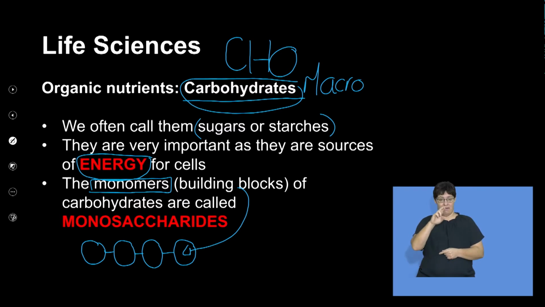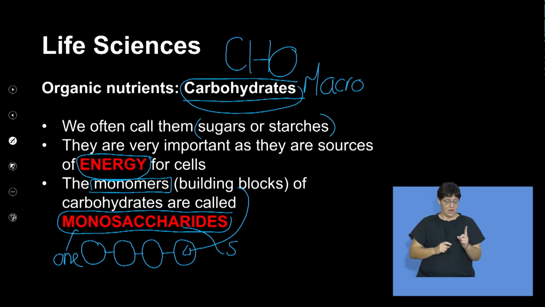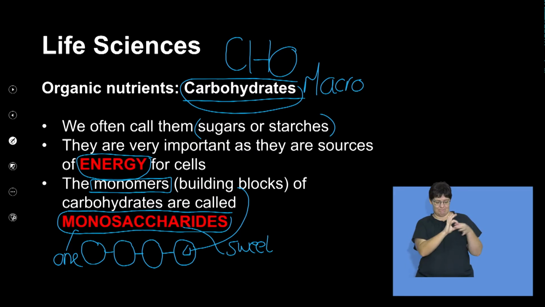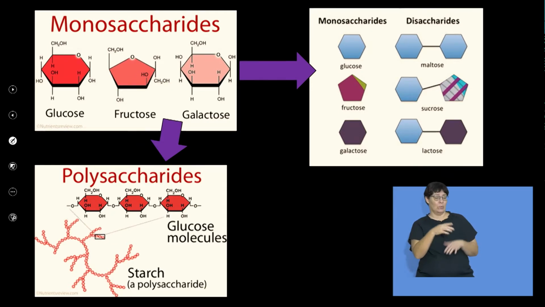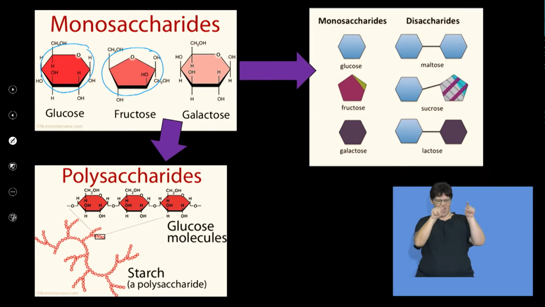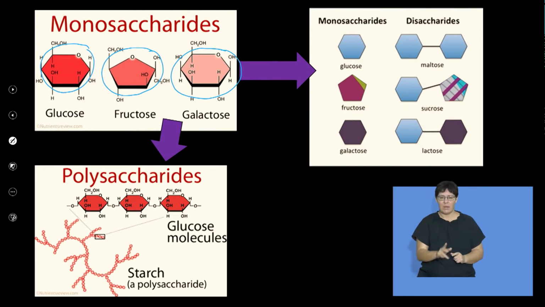And when it came to carbohydrates, the building blocks were monosaccharides. Mono meant one, and saccharide was sweet, because sometimes when they're in that form, they are sweet. Now we looked at this concept, very important. Our monosaccharides, you remember we see all these ring-shaped structures. You don't need to know that, but you must recognize it as a carbohydrate.